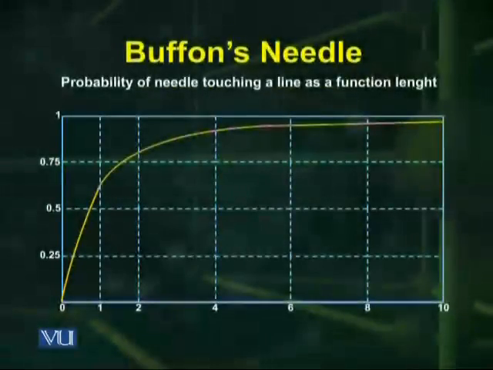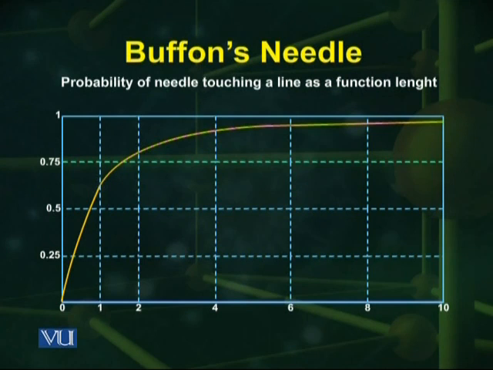So this probability of the needle touching a line increases linearly, while the length of the needle is increased from 0 to a relative length of 1, and after that the rate of increase of this probability becomes less and less and less, and it tapers off and it approaches 1.